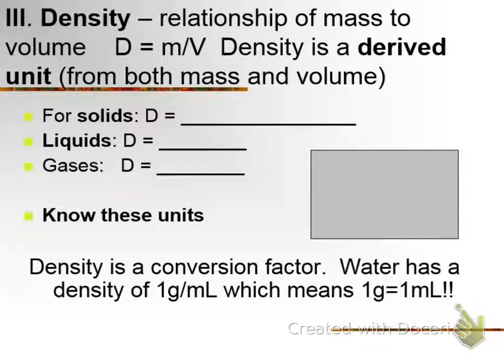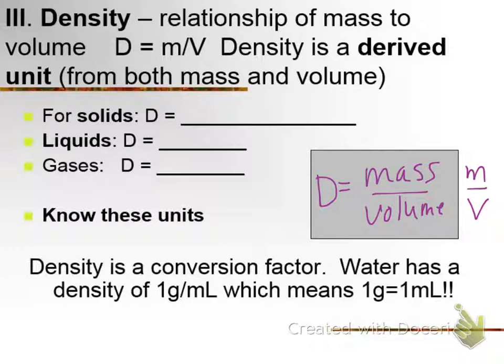So this brings us to the last lesson of this unit, which is density. Density is the relationship of mass to volume. It can be thought of as a concentration of matter. So the more dense something is, the more concentrated the matter is. The formula for density is equal to mass over volume, and oftentimes we'll just do m over v.